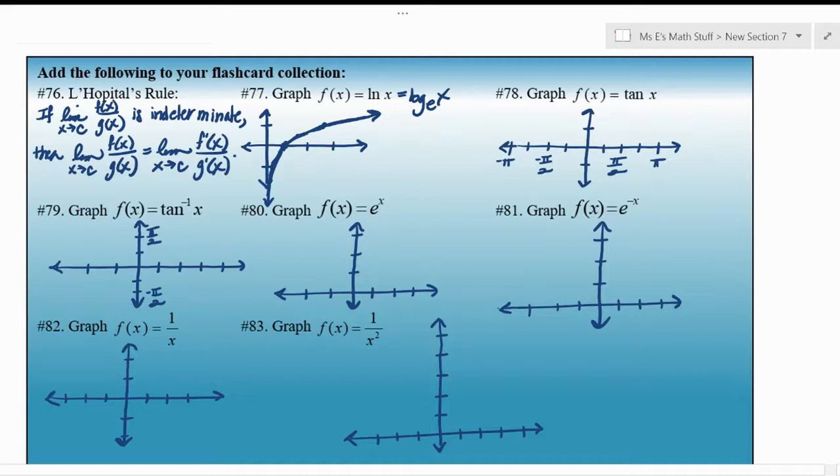Okay, now let's move on to the tangent graph. Tangent of 0 is 0. Tangent of pi over 4 is 1. Tangent of pi over 2 is undefined. Tangent of negative pi over 4 is -1, and tangent of negative pi over 2 is undefined. Tangent kind of looks somewhat like an x cubed graph that just keeps repeating itself. So you could just continue that pattern as you continue out.